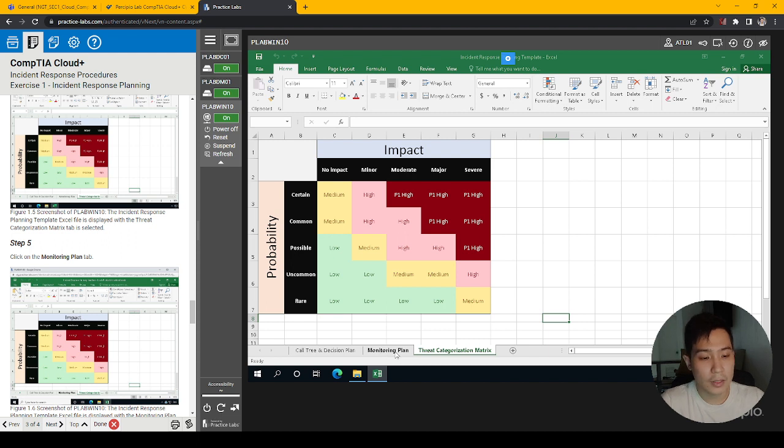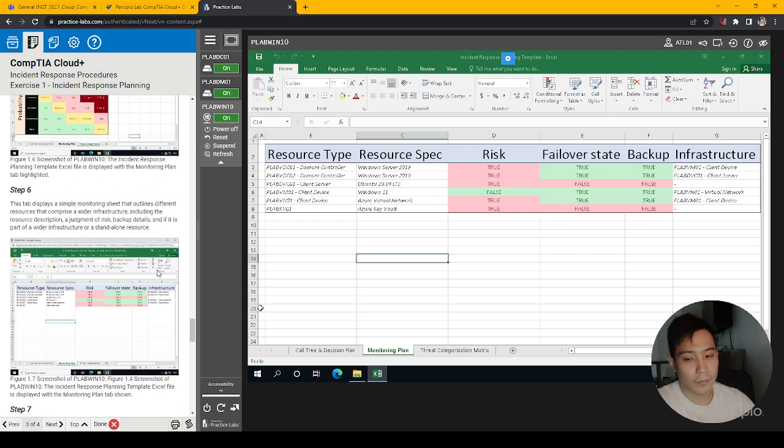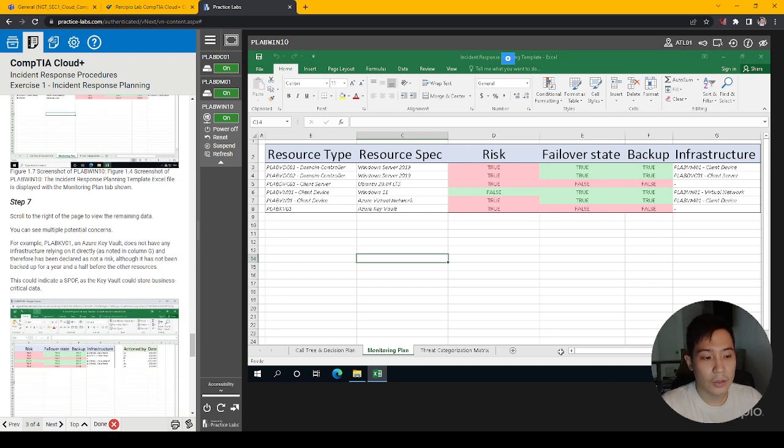Now step 5, let's click on the Monitoring Plan tab. Now this tab displays a simple monitoring sheet that outlines different resources that comprise a wider infrastructure, including resource description, a judge of the risk, backup details, and if it is part of a wider infrastructure or a standalone resource. Now let's scroll to the right of the page to view the remaining data.